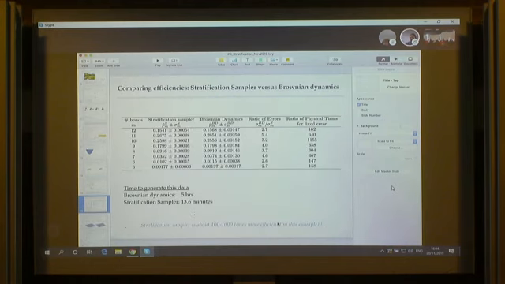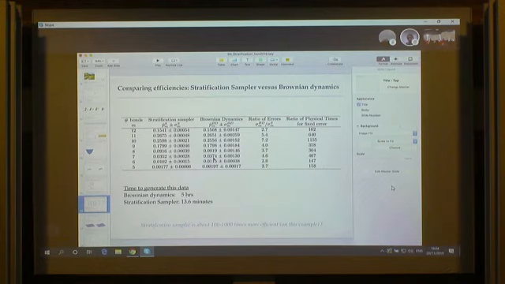Okay, just a word on the efficiency. Using the same simulation and the same system, we can compare the efficiencies of Brownian dynamics versus stratification. And of course, this depends on the particular potentials that I choose, so there's a lot of details under the hood here. But for what I showed you in the movies, this is the comparison.